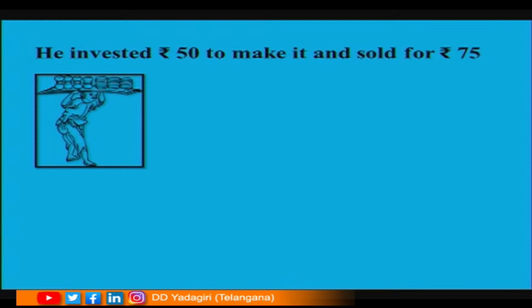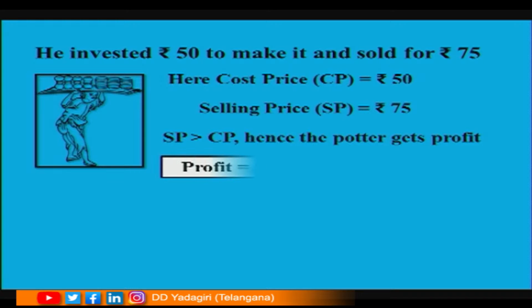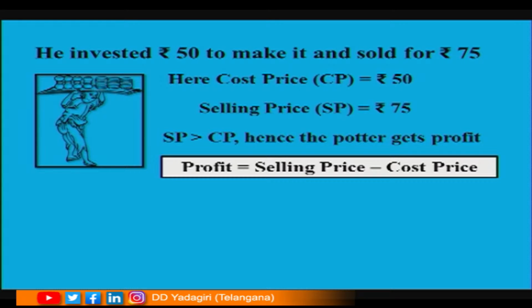So, we have already seen he has invested 50 rupees and sold it for 75 rupees. So, here what is the cost price, children? Yes, 50 rupees, and what is the selling price? 75 rupees. Now, let us compare this cost price and selling price. What do you notice, children? That is right. Here we see selling price is greater than the cost price. So, in such cases we get profit or gain. So, here the potter gets profit, and the formula to find profit is selling price minus the cost price.